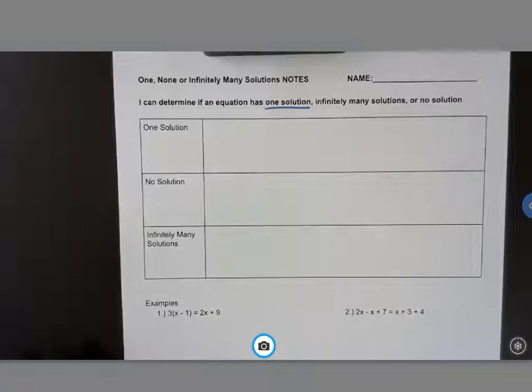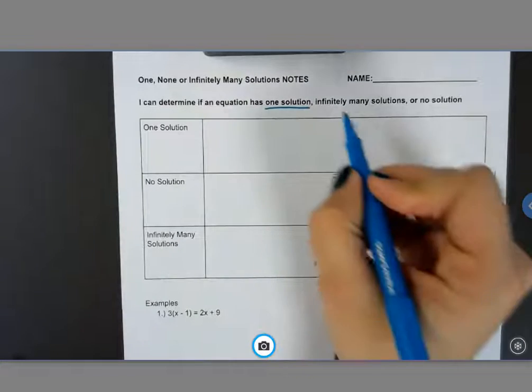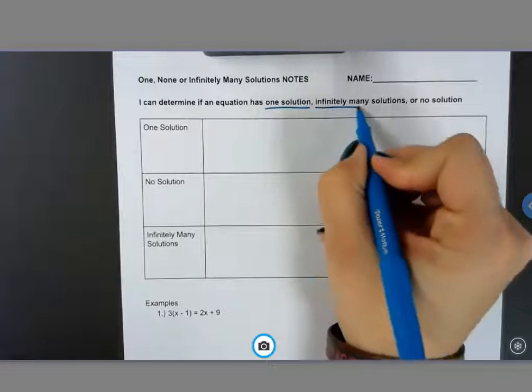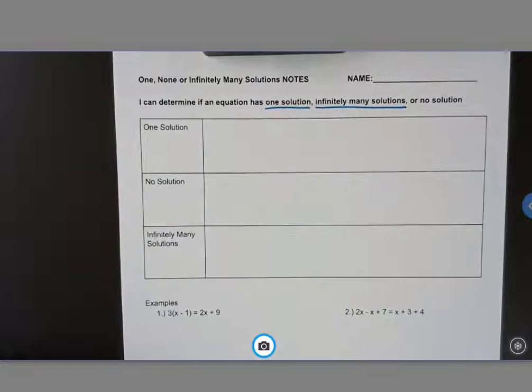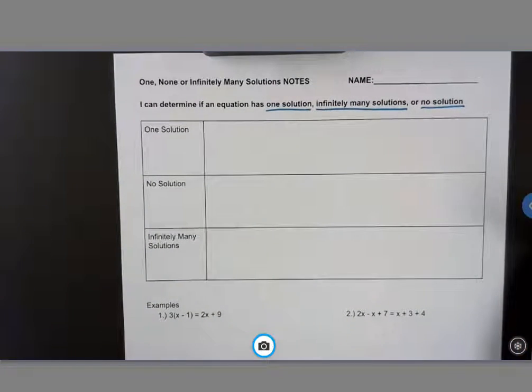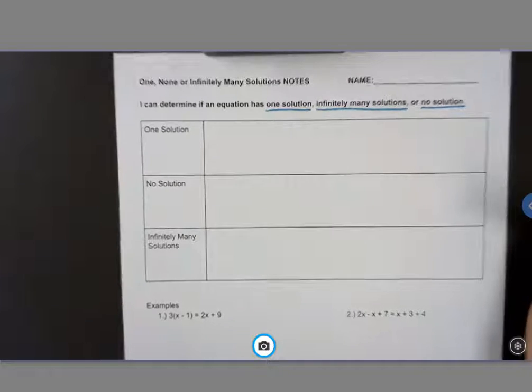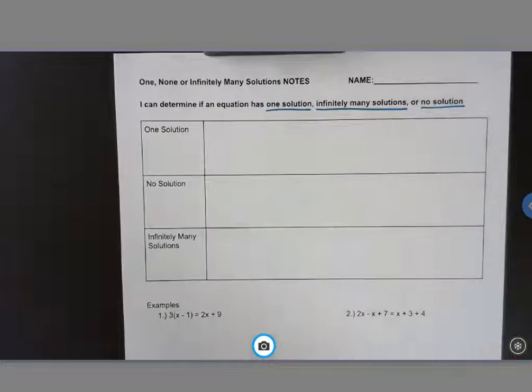Okay, now we're going to have some equations that don't necessarily have one solution. They might have infinitely many solutions, which means any number in the entire universe of numbers will work. Or they might have no solution, which means there is no number that we could ever plug in for x that will make the left side balance out to equal the right side.